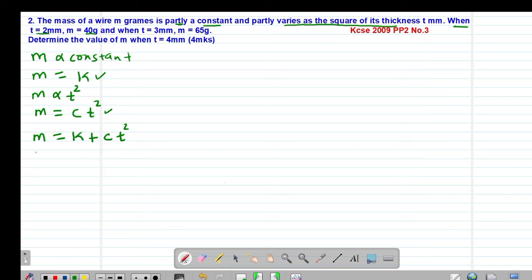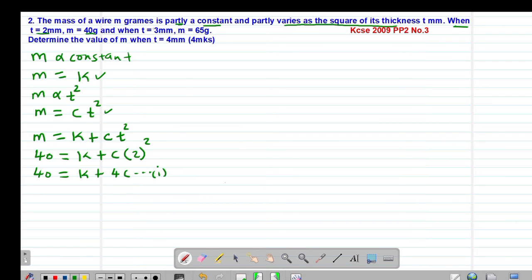So M is 40. So I'm going to have 40 grams being equal to the constant K, plus C into T. The value of T is 2. Because it is T squared, I'm going to have 2 squared. So I'm going to get 40 being equal to K, then of course I'm going to add 2 squared, I'll get 4. So this will be 4C.